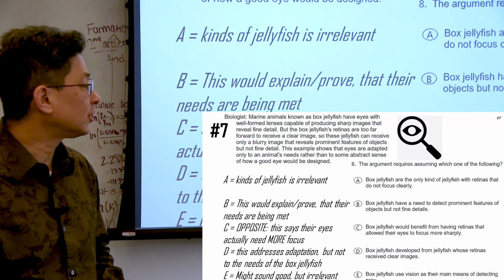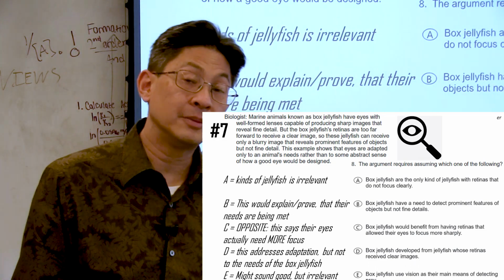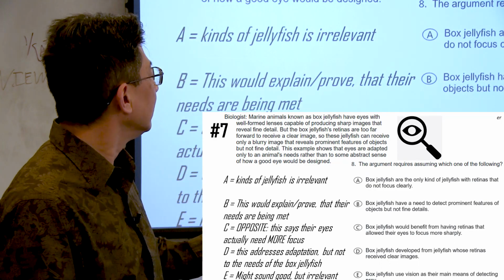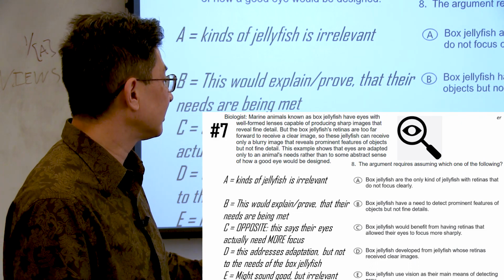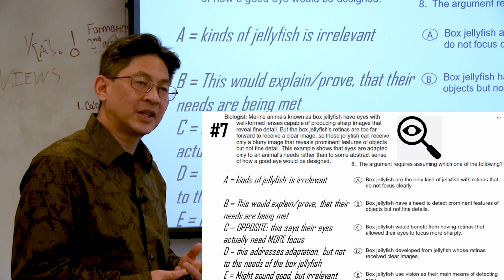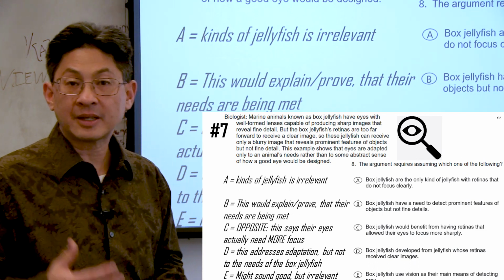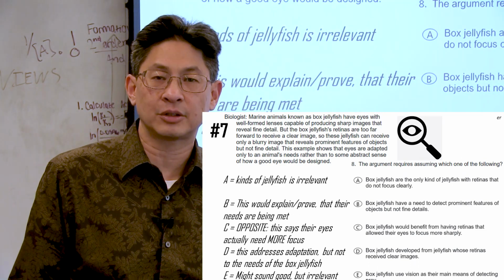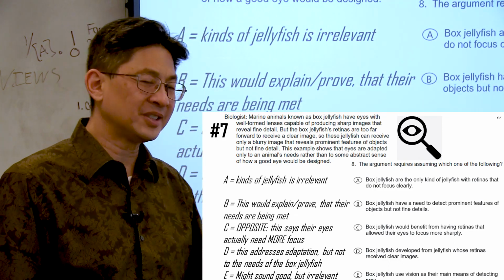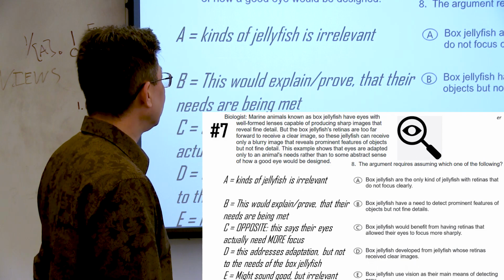E, box jellyfish use vision as their main means of detecting prey. Well, that could be true. That sounds good. But is it relevant to the argument? Does it talk about the animal's needs? A little bit. You might actually think that E is an okay answer, and then you'd have to go back to the whole idea of which holds water better, B or E. And if you do that comparison and dive deeper into those two final answer choices, I think you'll agree with me that B hits the nail on the head, whereas E sort of says something that is maybe relevant, but not really. So that's why B wins out.